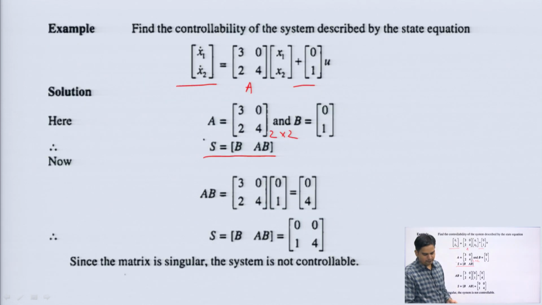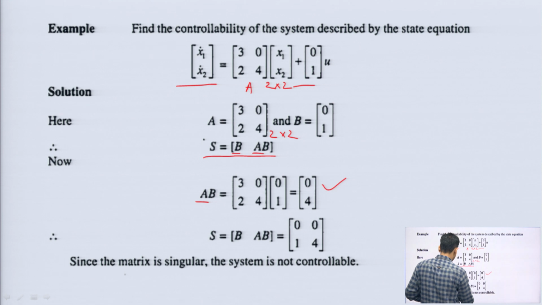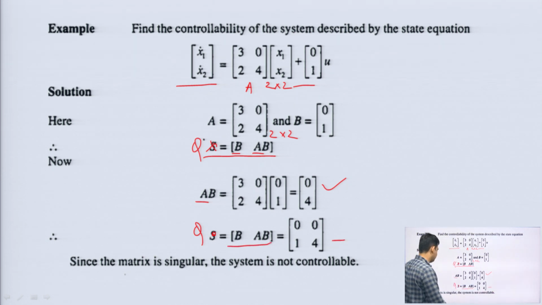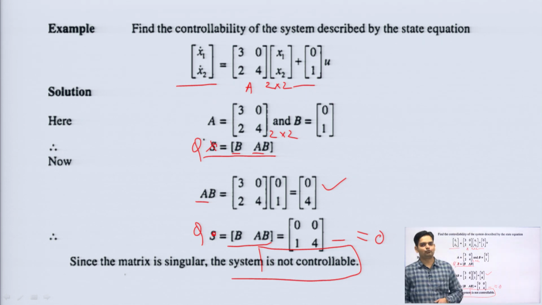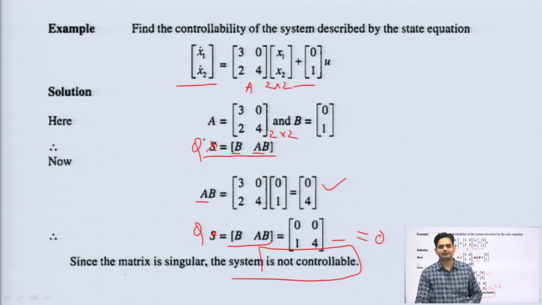So, here we are assuming the order is 2 cross 2. So, we will take only 2 elements, that is B and AB; we will not take A square B here. So, the AB matrix is given by this. You can take this S, basically it is a Q, depending on our observation. This Q matrix is given by B, AB, and if I take its determinant, the value would be 0. It means the system is not controllable. This is the way to obtain the controllability of any system.